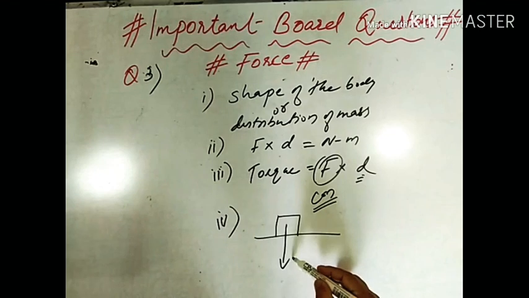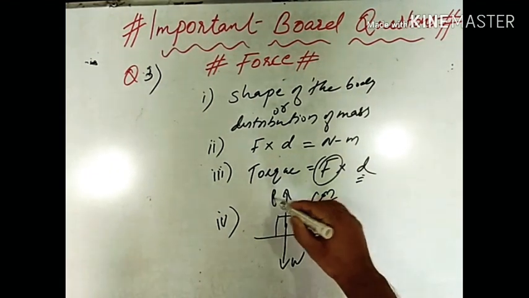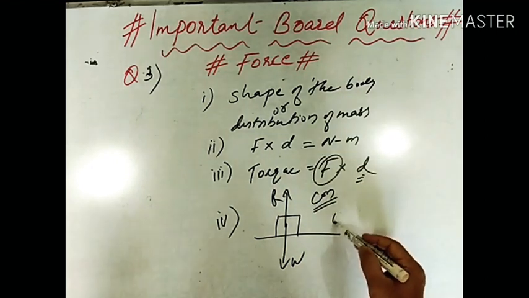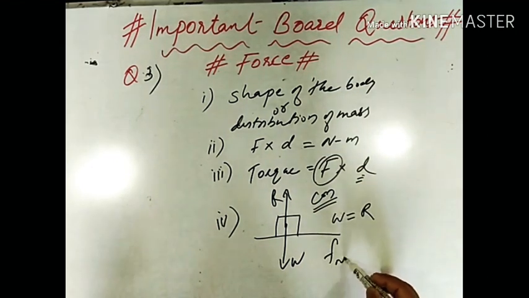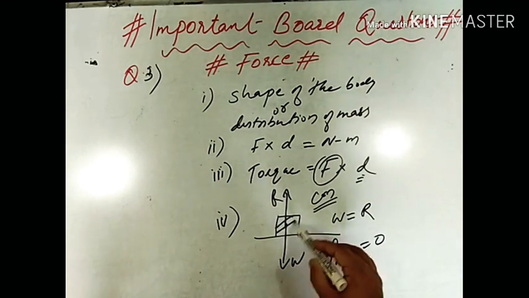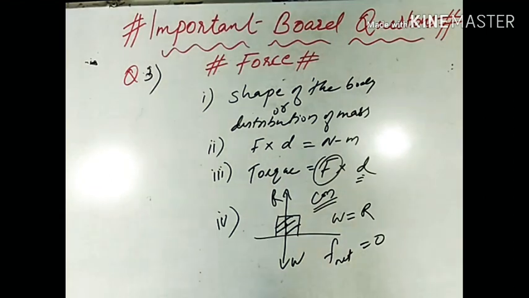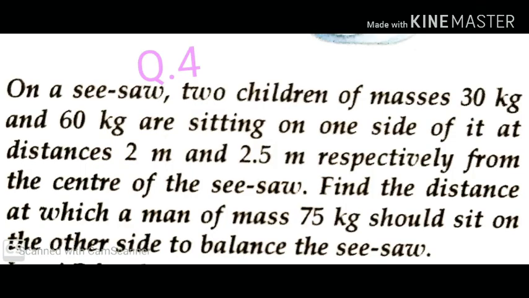because the weight of the body is acting vertically downward and the normal reaction is acting vertically upward. So the weight is balanced by the normal reaction. The net force is zero, so it is in equilibrium. So equilibrium is a state of a body in which the net force acting on a body or a system is zero and the body is at rest. It's not moving. Clear? Yes, sir. Okay.